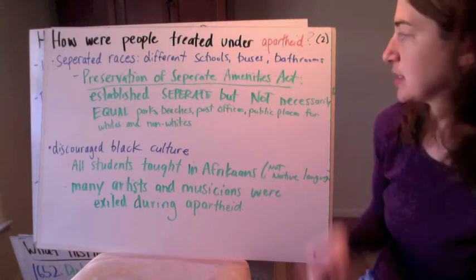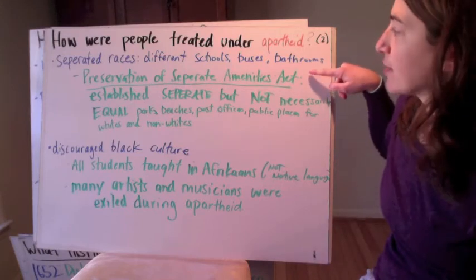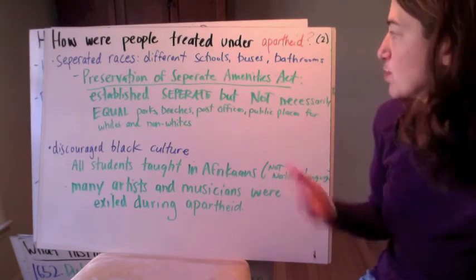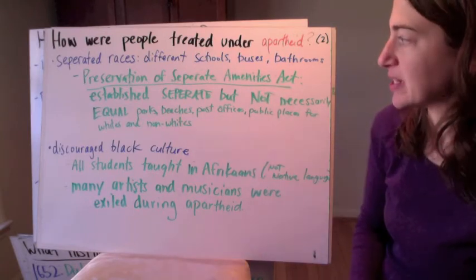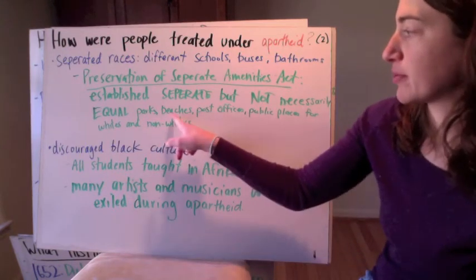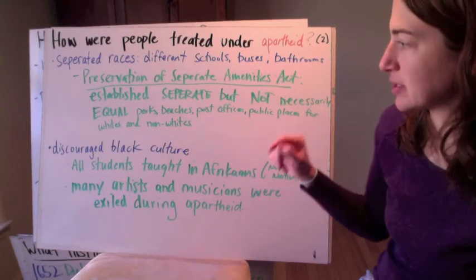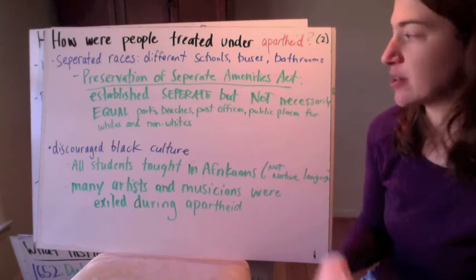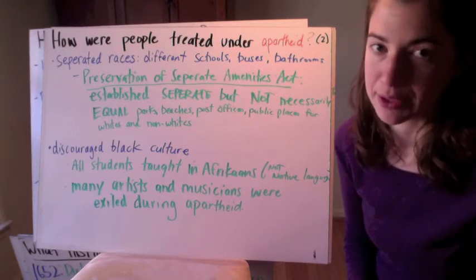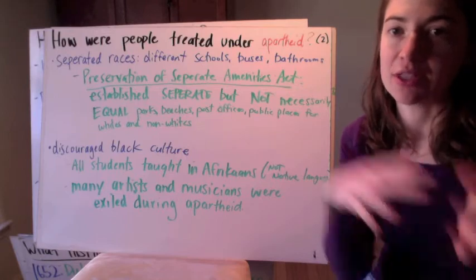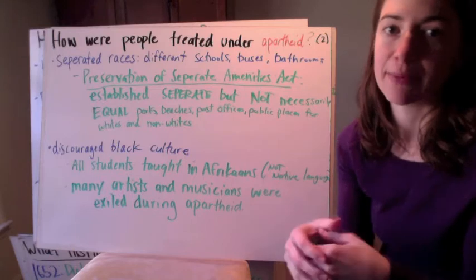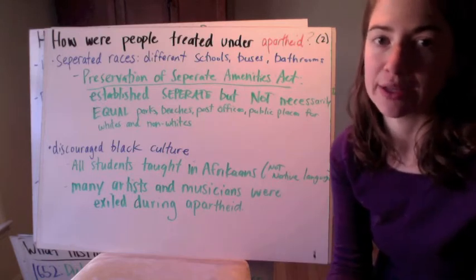During apartheid, they actually passed this act here. It's called the Preservation of Separate Amenities Act. And amenities are simply schools, buses, bathrooms, parks. But it established separate but not necessarily equal parks, beaches, post offices, and public places for whites and blacks. So any public place that was out there was separate. And there were signs for this is the white beach, this is the black beach. Or actually it was more white and non-white, because the coloreds could not use the white facilities.